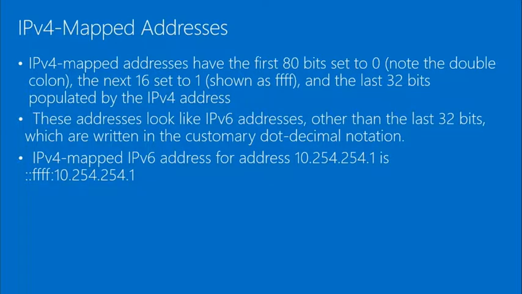IPv4 mapped addresses. So basically this is the ability to map IPv4 to IPv6 directly. If you look at the last bullet, notice we have the first 80 bits set to 0, designated by the double colon sign. The next 16 are set to 1, shown as FFFF, and the last 32 bits are populated by the IPv4.